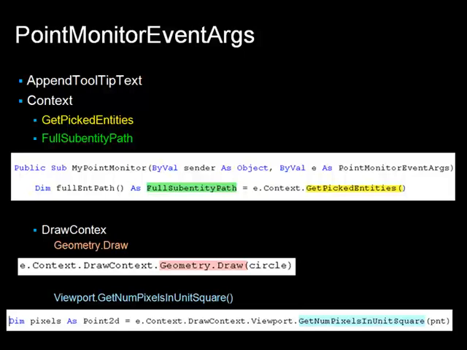To create temporary graphics, you use the Draw method of the Geometry property of DrawContext. Notice that the Draw method takes an entity as an argument. To draw entities at a consistent size, regardless of the current zoom value, you can use GetNumPixelsInUnitSquare to determine the values to use. This method takes a Point3D object and returns a Point2D object. You use that Point2D object's X and Y values to control the size of the entities that you pass into the Draw method.